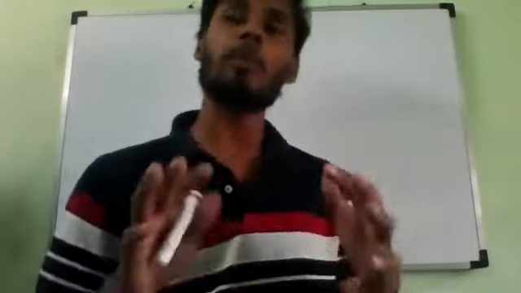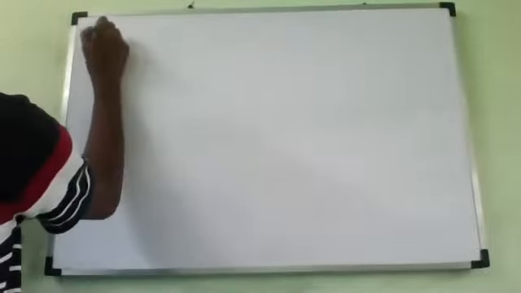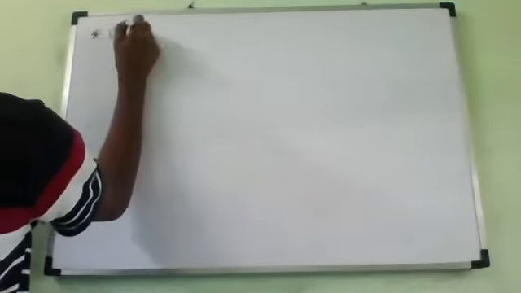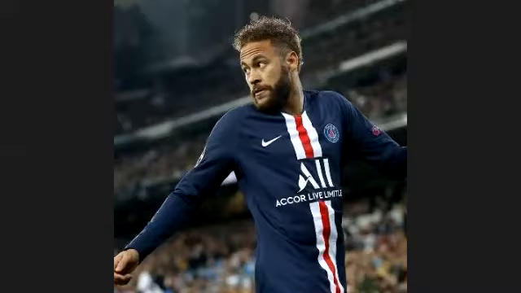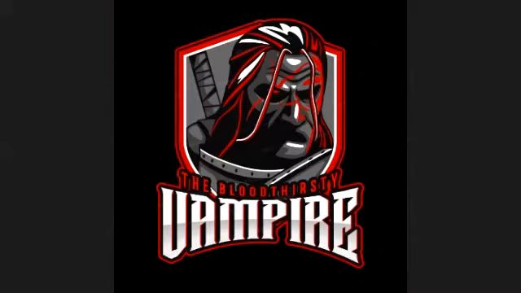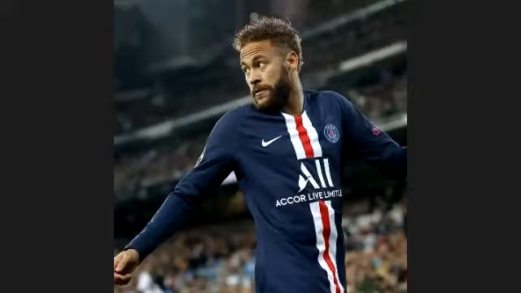Yes, sir. Now see, as we know, balanced chemical equation means we are saying that the number of atoms of different elements in the product side and reactants are equal. Now keep the heading unbalanced chemical equation. So what is an unbalanced chemical equation? Different number of atoms and different masses in reactants and products.